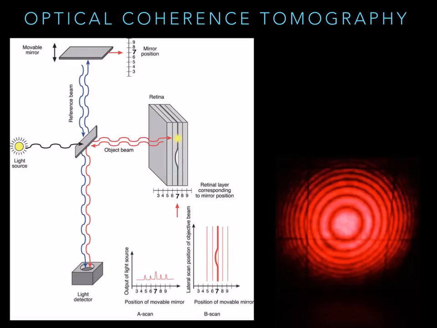Some of it goes up to the movable mirror at the top of the screen, and then that light bounces back, comes back to the beam splitter, and passes all the way through it down to the light detector at the bottom. Some of the light goes straight through to the retina, in our case. Then that light bounces back, hits that beam splitter, and is totally reflected this time and hits the light detector. And again, this is time domain OCT. This is the easiest way to understand it.